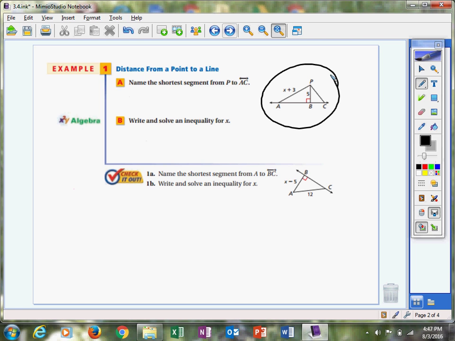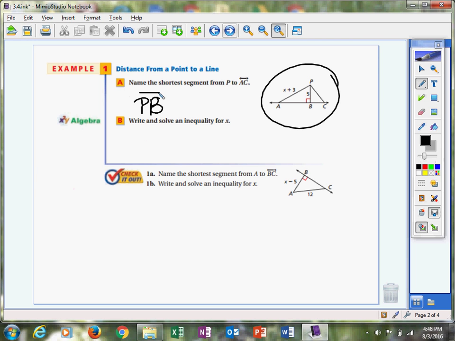Now hopefully you're telling me segment PB. And that's right, that is the shortest segment right there, okay? It's forming a 90-degree angle. It is perpendicular to that line. PC is not, and PA is not. Those are pretty long lines if you look at them because they're forming a much different angle. But P dropping straight down to that line, PB forms that perpendicular line that we're looking for.